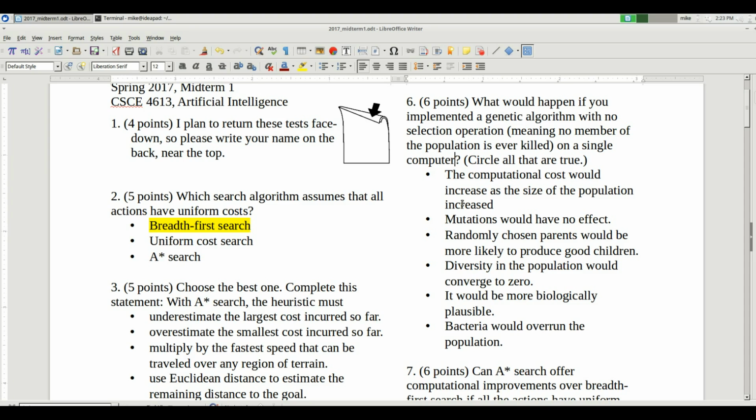Well, the idea of no member of the population is ever killed, I don't think everybody caught quite what I'm meaning, and I hate to take off points for playing the guess what I'm thinking game. Well, basically what I meant by no one is ever killed, I meant the population will only grow.